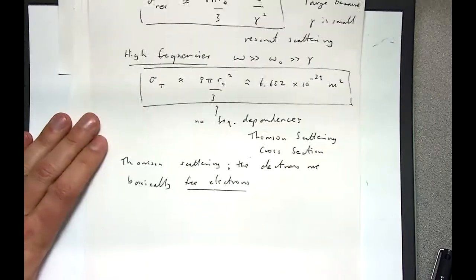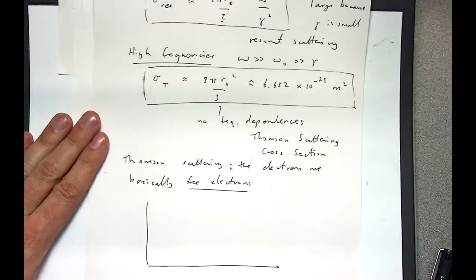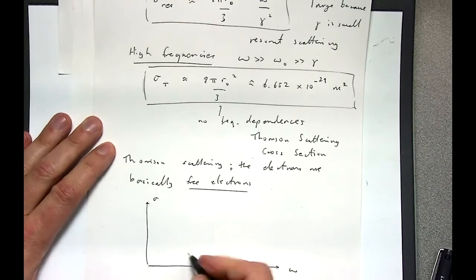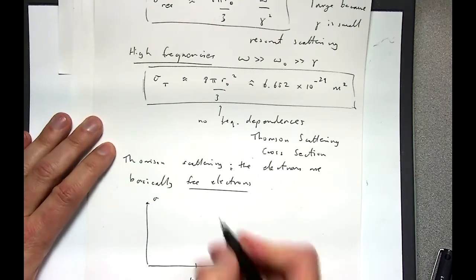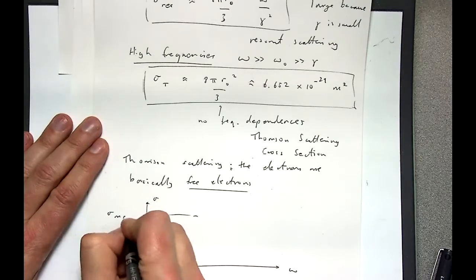Okay, so let's draw that out. So let's draw sigma. Let's imagine we still got our atoms. So here's omega, and this is sigma. So we have different regimes. So clearly around omega 0 there's got to be a maximum. Okay, so that's our maximum cross section, sigma max, right?